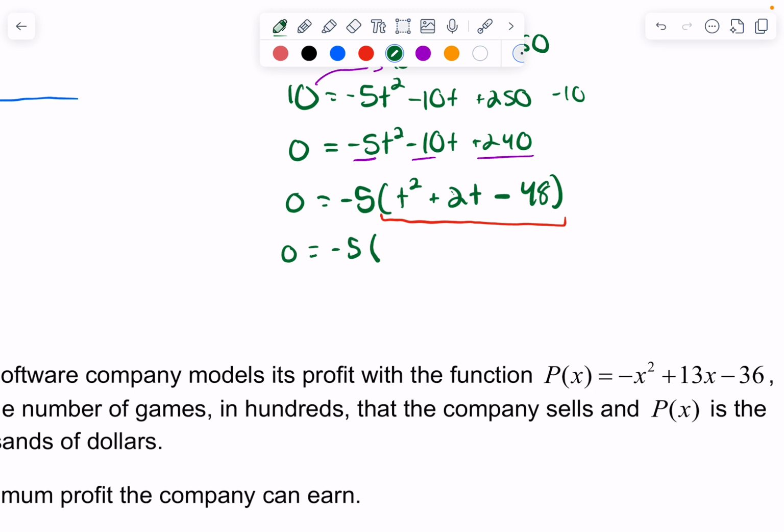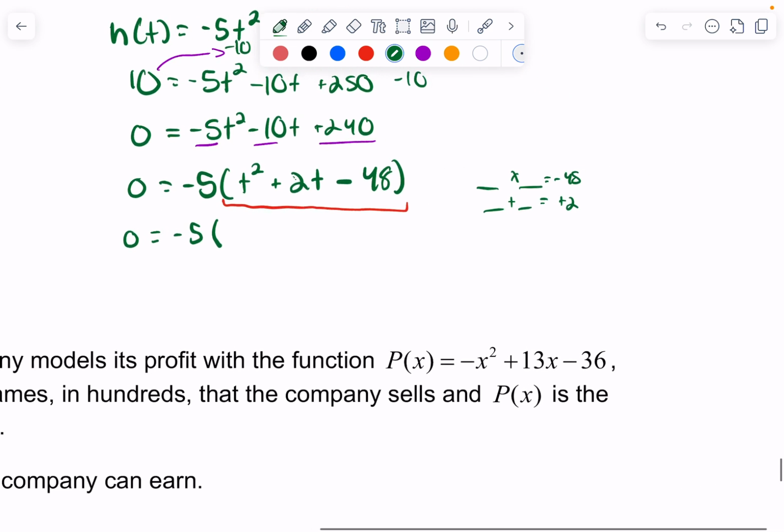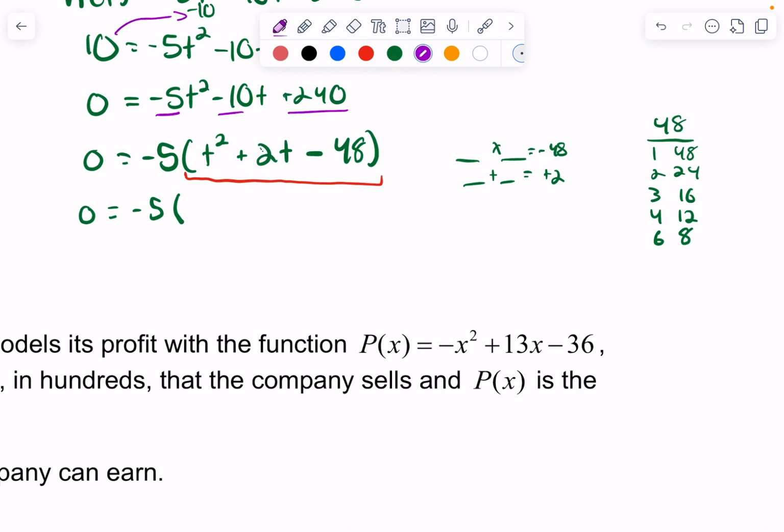And our simple trinomial is we need two numbers that multiply to give minus 48 and add up to give us plus 2. So what are the multiples of 48? 48's multiples are 1 and 48, 2 and 24, 3 and 16, 4 and 12, 6 and 8. And yeah, that combination will work. So if I make this minus 6 and plus 8, well, then minus 6 and 8 multiplied give you negative 48, and minus 6 plus 8 will give you that 2.